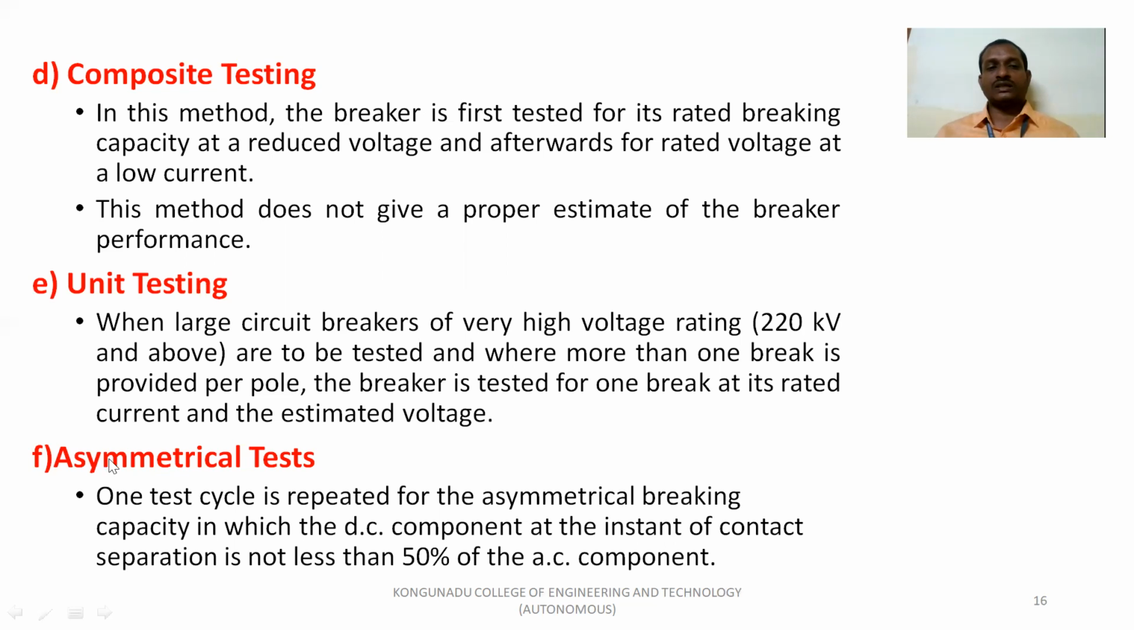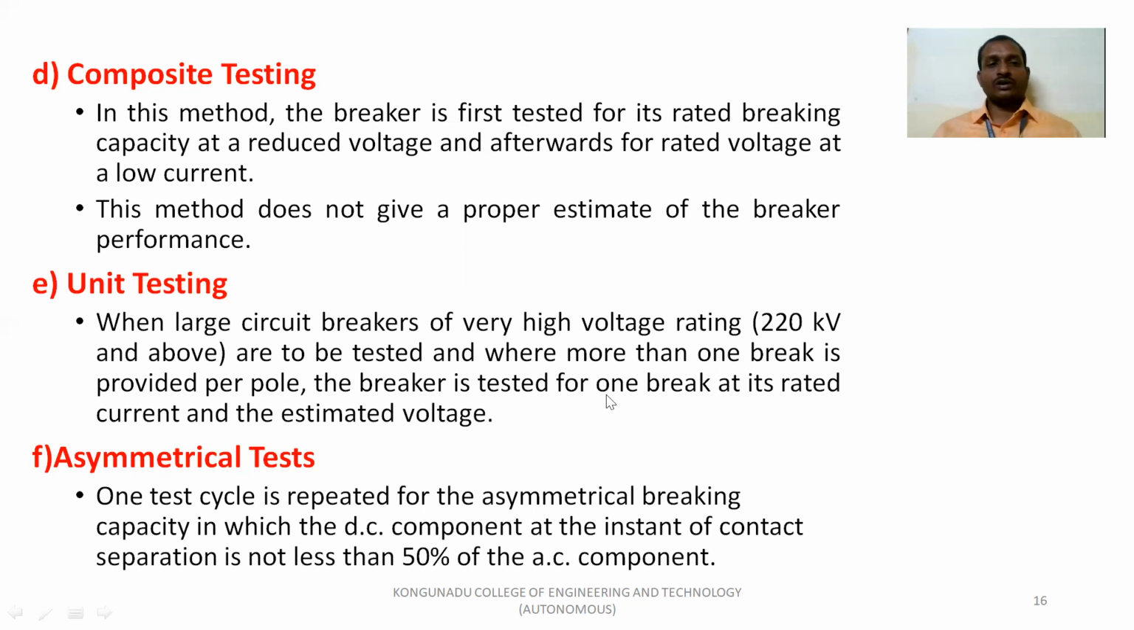Next is the asymmetrical test. One test cycle is repeated for the asymmetrical breaking capacity, in which the DC component at the instant of contact separation is not less than 50% of the AC component. So these are the short circuit tests: composite testing, unit testing, and asymmetrical testing.